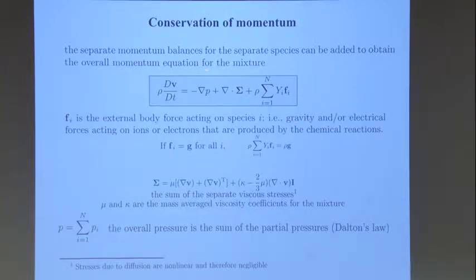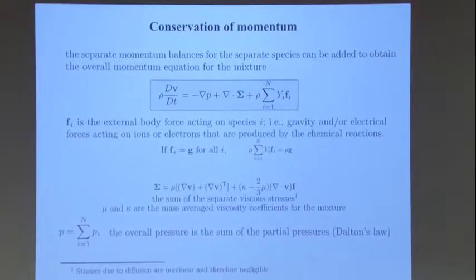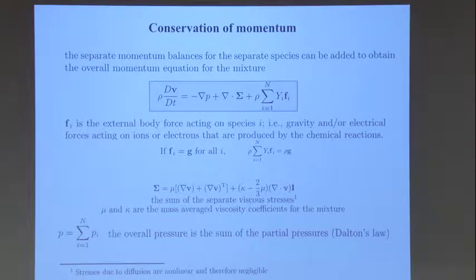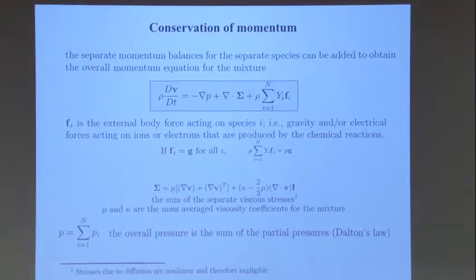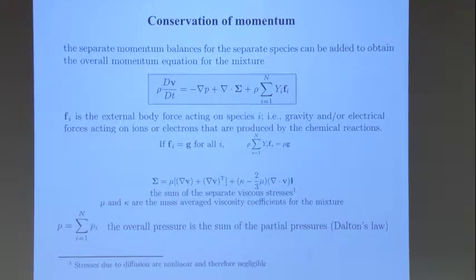In this term, the gradient of pi, when you sum over all the i, essentially you get a gradient of P, where P is essentially the sum of all pi. pi is the pressure of species i in the bulk, so it's what we refer to as the partial pressure. And P being the sum of all the pi is a law known as Dalton's law. So essentially, this is used here.